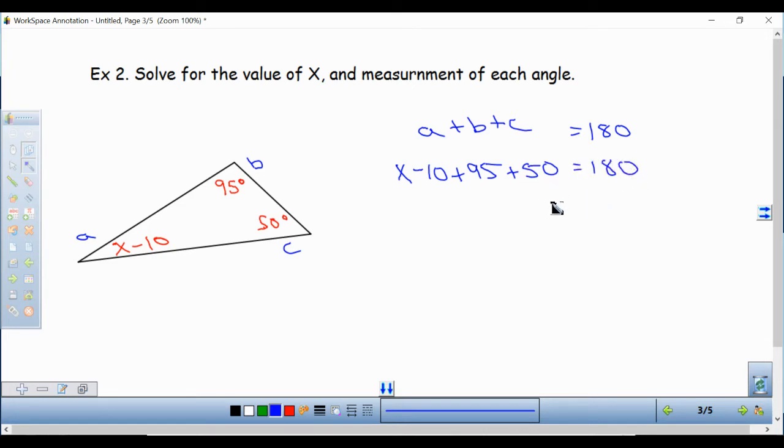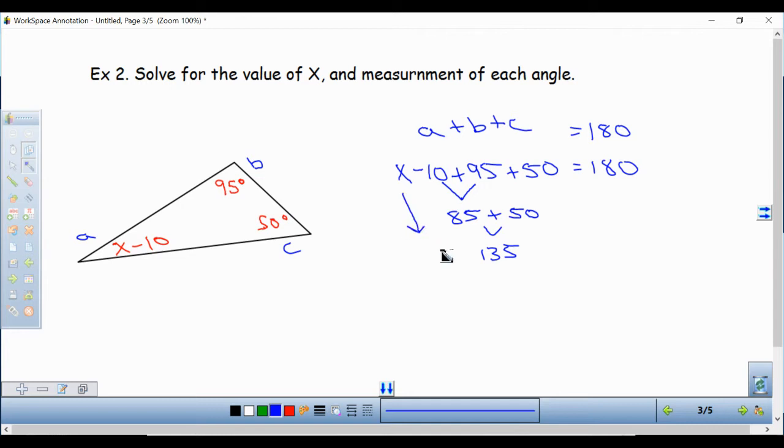So I'm going to combine my like terms. I can combine a negative 10, a 95, and a 50. Let's do just one of those first. Negative 10 and 95 have different signs, so I subtract. I'm left with 85, and I take the sign of the bigger number. 95 is bigger, so 95 and negative 10 is positive 85. Plus 50 gives me 135.